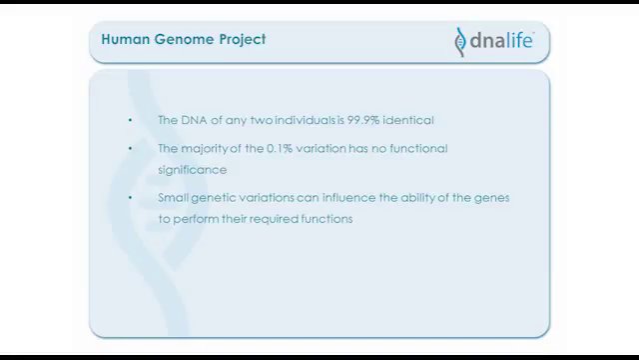The major outcomes of the Human Genome Project, and the very basis of the work that we do within DNA Life, was the realization that the DNA of any two individuals is as much as 99.9% identical. Furthermore, the majority of the 0.1% variation has no functional significance. But crucially, there are small genetic variations within our DNA which can influence the ability of the genes to perform their functions. Now, when we talk about genetic changes, these can happen on two levels.